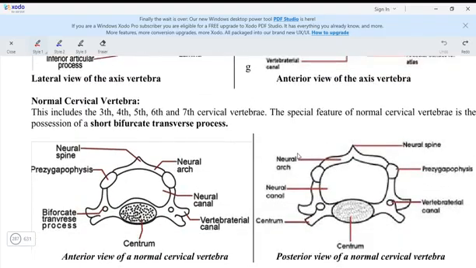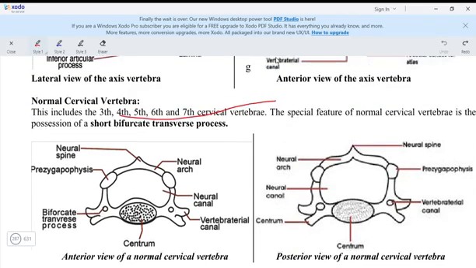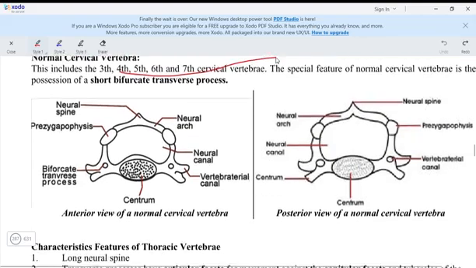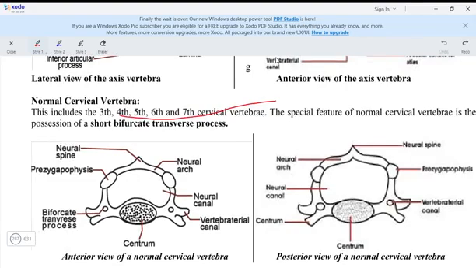Then looking at the normal cervical vertebra, this includes the third, the fourth, the fifth, the sixth, and the seventh cervical vertebra. So we have picked number 1 and number 2, but number 3 to number 7 have a special feature: a short bifurcate transverse process. So that's for the normal cervical vertebra.